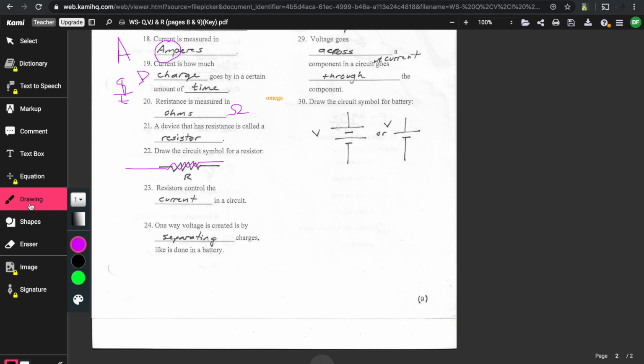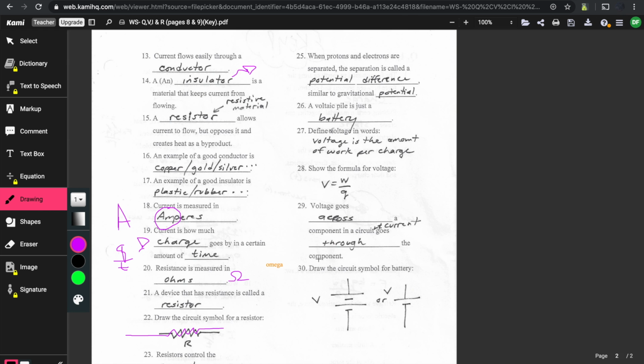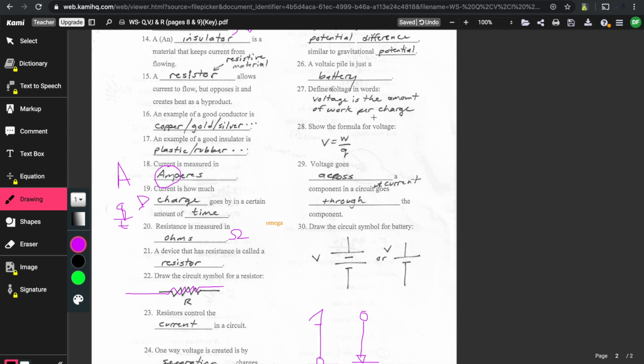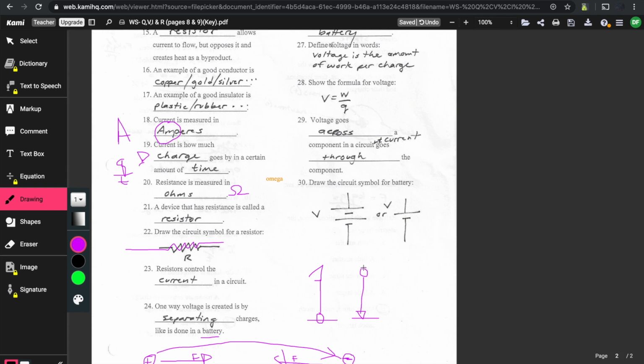One way voltage is created is by separating charges, like is done in a battery. When protons and electrons are separated, the separation is called a potential difference, similar to gravitational potential. If I take my bowling ball and raise it up off the ground, now I have my bowling ball above the ground. What happens as soon as I drop it? It goes to ground. That's the same thing that happens with the battery. The battery separates the charges, and then you plug it in, put it in the device, and it allows basically the charge to drop to the ground.